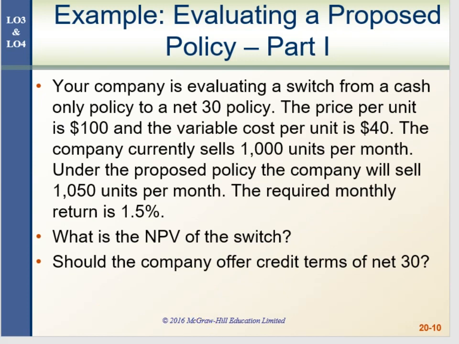So here we're thinking about a company, we're thinking about evaluating a switch from a cash-only policy to a net 30 policy, which means that our customers will pay us 30 days later. The price per unit is $100 and variable cost per unit is $40, so we're making $60 contribution margin on each one, as you will be familiar with from your management accounting class, I'm sure. The company currently sells 1,000 units per month, but under the proposed policy, they think we're going to find 50 additional people who will buy from us because of the credit policy. Our required monthly return is 1.5%, which is about 18% per year. So what is the net present value of this switch? Should they actually offer the credit terms as listed?